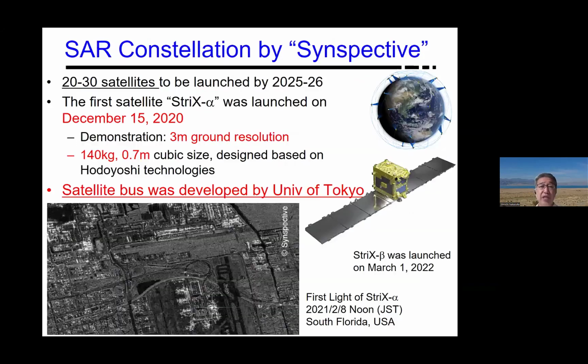The next company is Synspective, which is also one of the startup companies from our laboratory, and they are also targeting a 20 to 30 satellite constellation by 2025. Their first satellite, StriX-α, was launched in 2020, and they obtained the first image in 2021. StriX-β was also launched on March the 1st, and they now have 2 satellites, but they are targeting 22 satellites in order to obtain high time resolution.